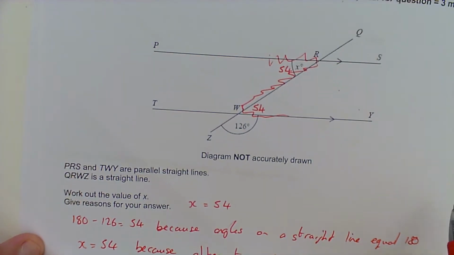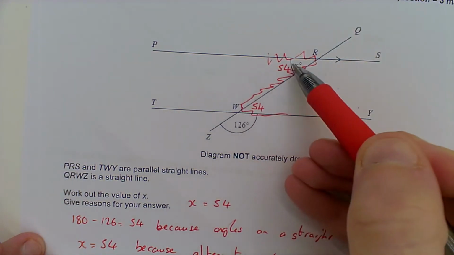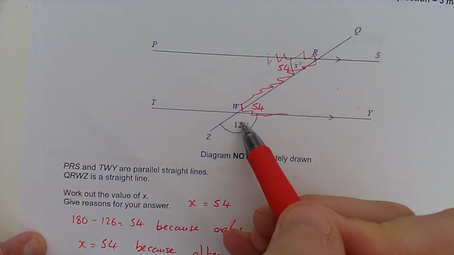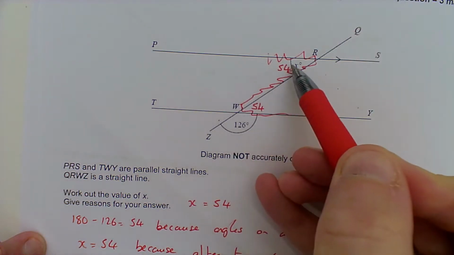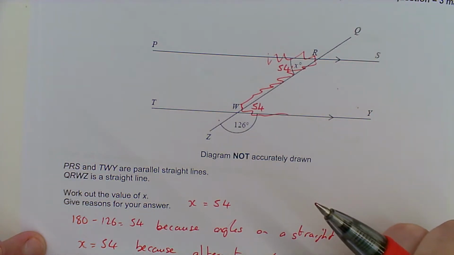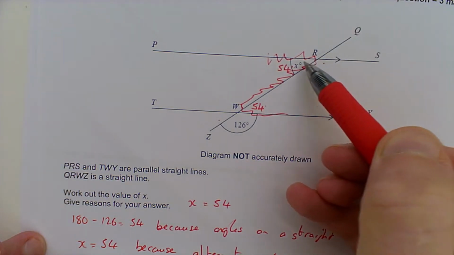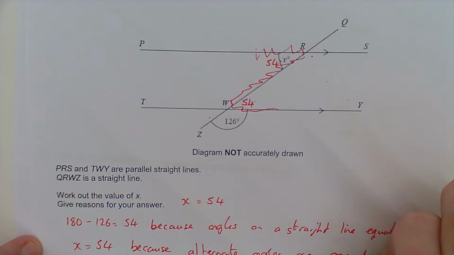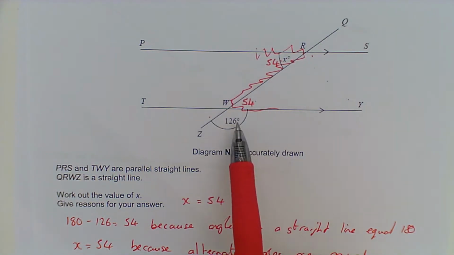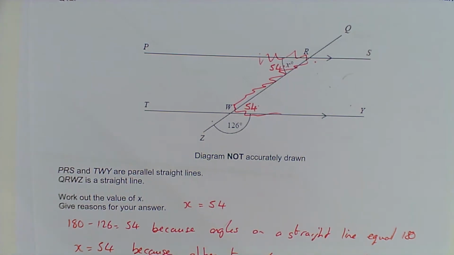But I used this one. There's loads of different ways of doing it. I could have gone vertically opposite and then co-interior. I could have gone angles on a straight line and then corresponding. So there's lots of different ways of doing it. You could have gone angles on a straight line, co-interior, angles on a straight line. You can make it harder for yourself, but generally it's going to be a two move. It's at the bottom, you want to get to the top. It's going to be two moves to get there. It's either going to be a vertically opposite and somehow, or a straight line and then one of them to get you there. Okay, so that's that one done.